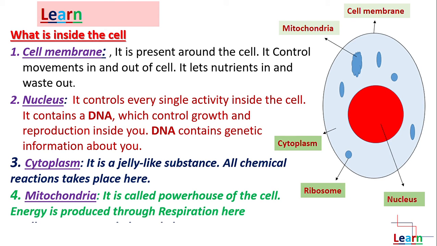Number 4. Mitochondria. It is called powerhouse of the cell. Energy is produced through respiration here. Number 5. Ribosomes. Protein is made here.